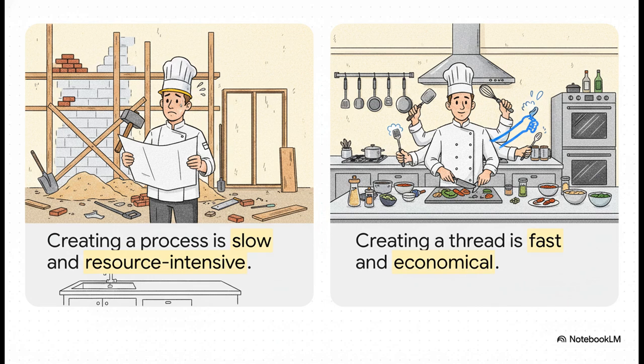Think about it. Setting up a whole new kitchen for a new chef, that's a new process, is slow and takes up a lot of resources. But teaching your existing chef a new juggling move, starting a new thread, that's incredibly fast and cheap. It's way more economical to create a thread than a whole new process.